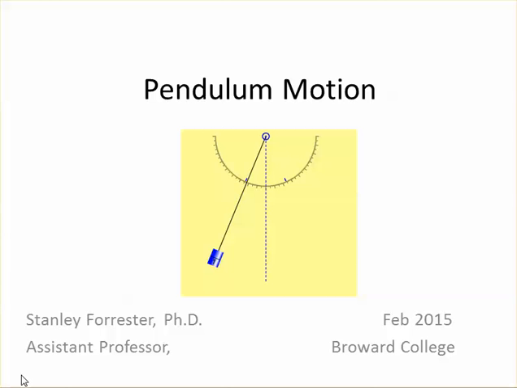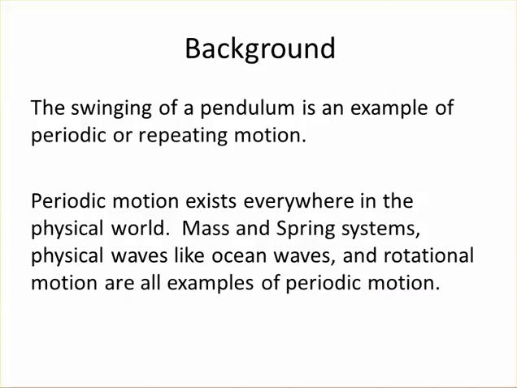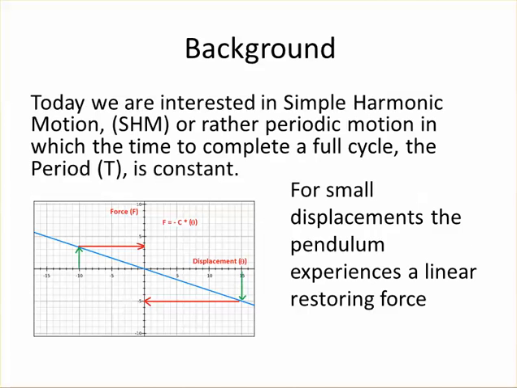Pendulum motion. The swinging of a pendulum is an example of periodic or repeating motion. Periodic motion exists everywhere in the physical world, from the swaying of trees in the wind to mass and spring systems, physical waves on the ocean, or the rotation of a wheel. These are all examples of periodic motion.